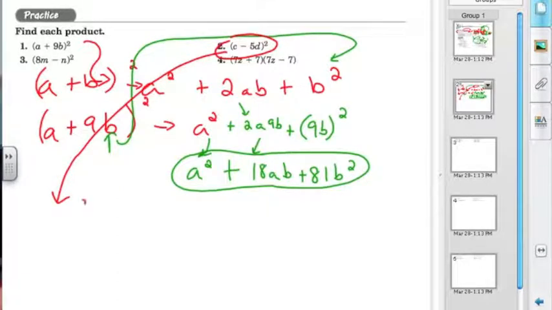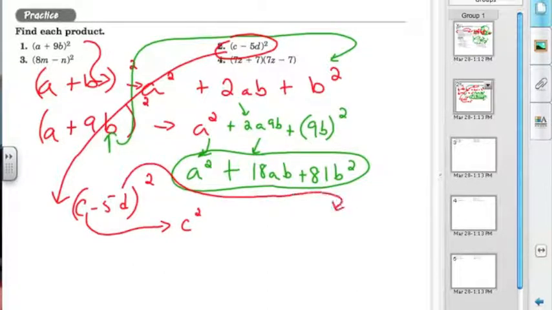We have c minus 5d, that is squared. I want to take the first thing and square it. I want to take the second thing and square it. So I have negative 5 times negative 5. That gives you positive 25d squared. So now we have the thing in the middle.